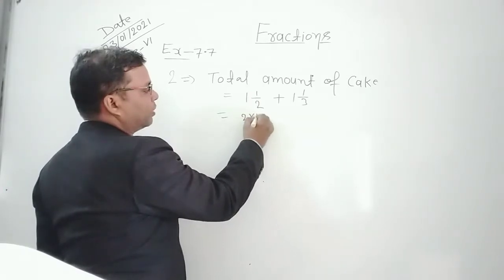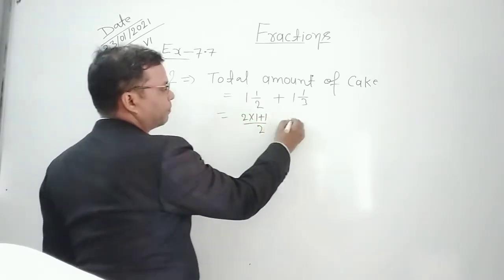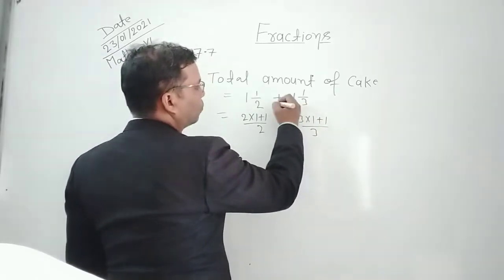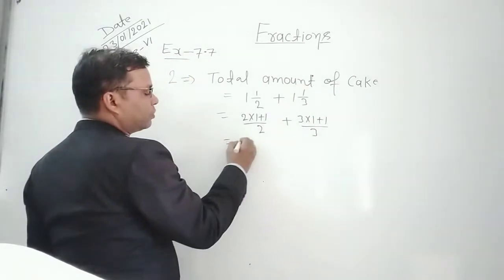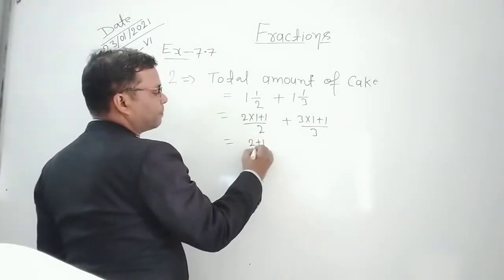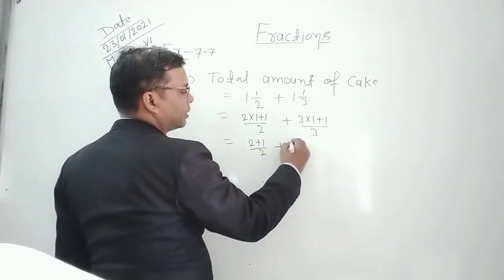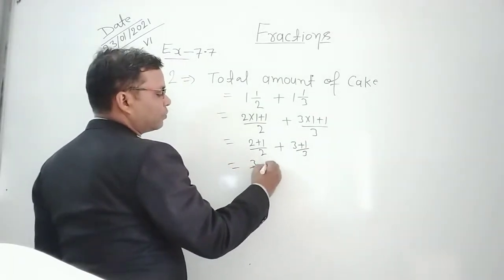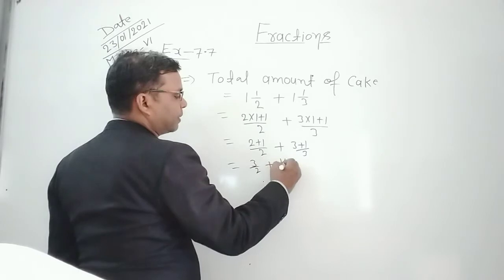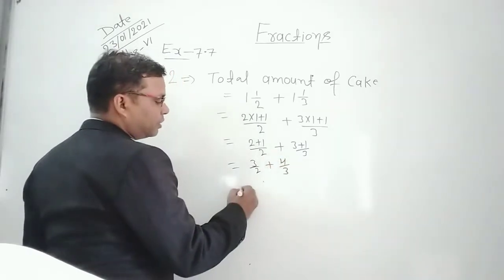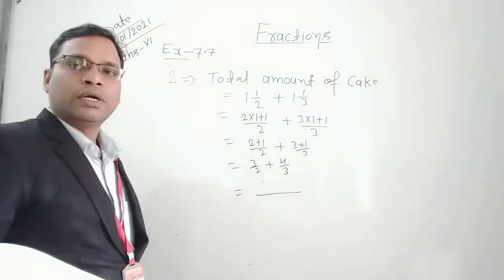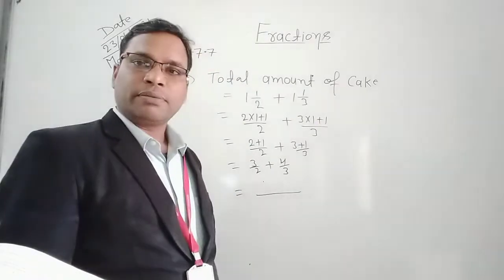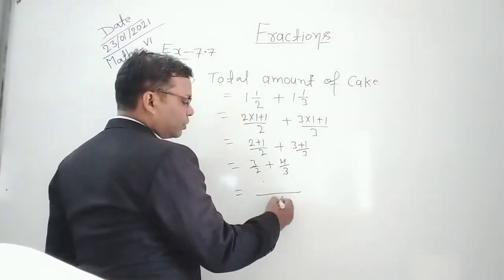So 2 ones are 2. This becomes (2 into 1 plus 1) by 2 plus (3 into 1 plus 1) by 3. So this is equal to (2 plus 1) by 2 plus (3 plus 1) by 3. So it becomes 3 by 2 plus 4 by 3. So what is the LCM of 2 and 3? 2 and 3 both are prime numbers, so their LCM is their product. So 2 into 3 is equal to 6.